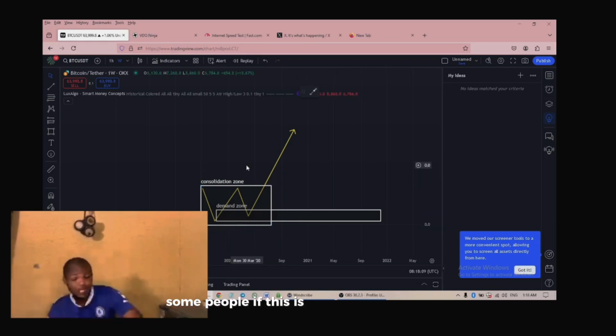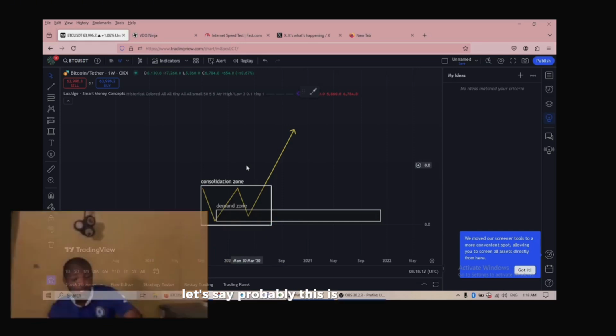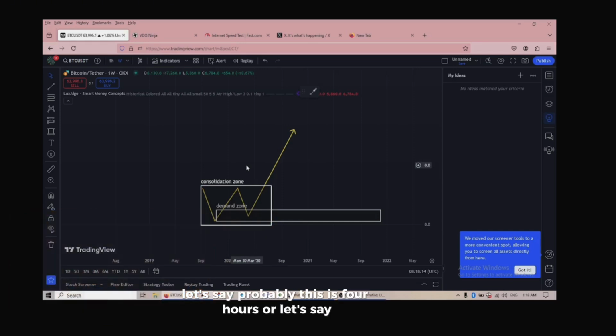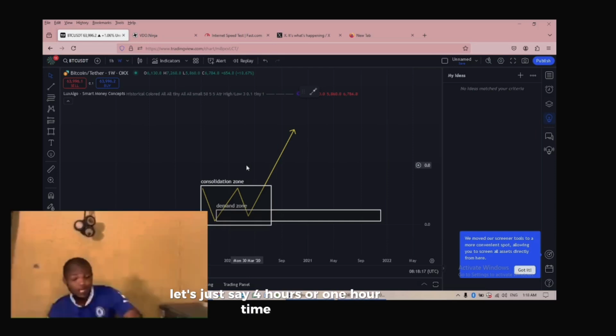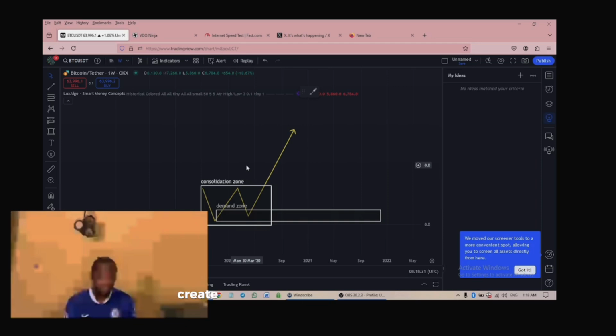Let's say this is a 4 hour or 1 hour time frame. Some traders can actually trade this consolidation zone and make their profits. You just need to find a strategy that works for you. I'm only explaining how the market structure works out. You understand?